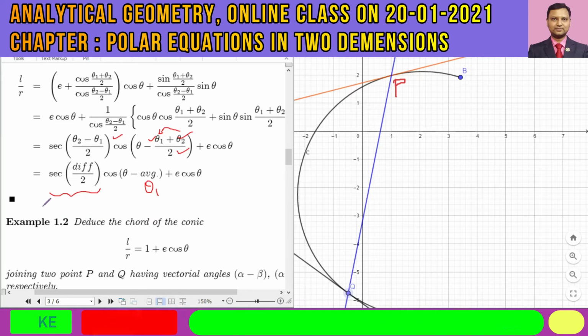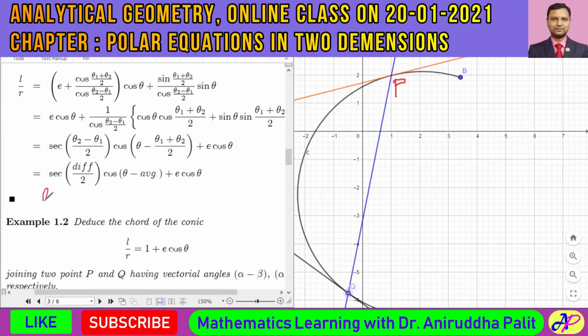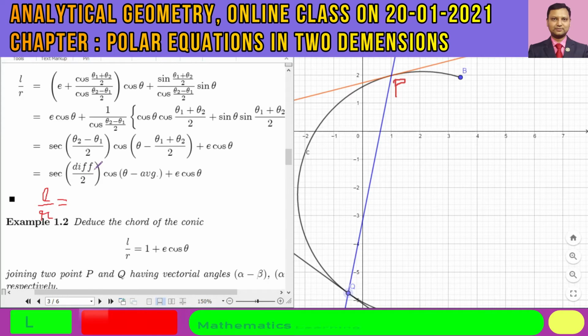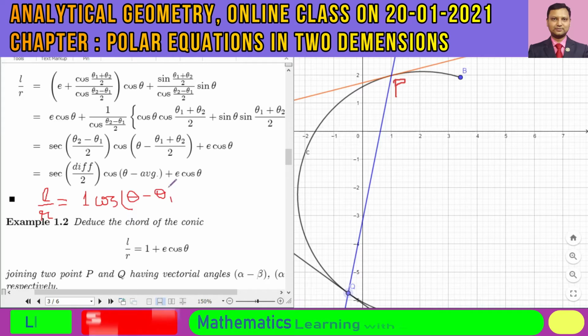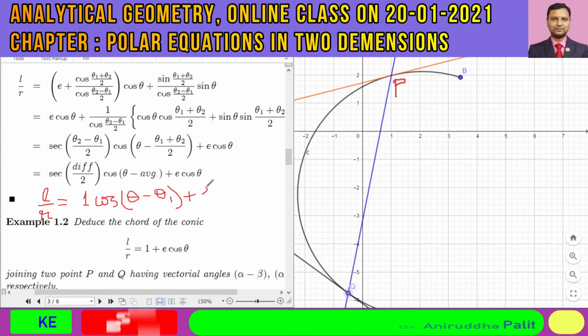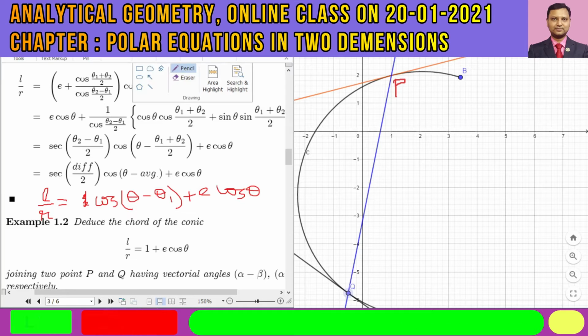So what would be the final expression? On the left hand side we have L by R. After taking theta 2 converging to theta 1, the corresponding equation of the tangent would be L by R equal to sec of difference by 2, sec of 0, and sec of 0 means 1. So 1 would appear from this factor, multiplied by cos of theta minus theta 1, plus e cos of theta. Got it? So you can forget this one.